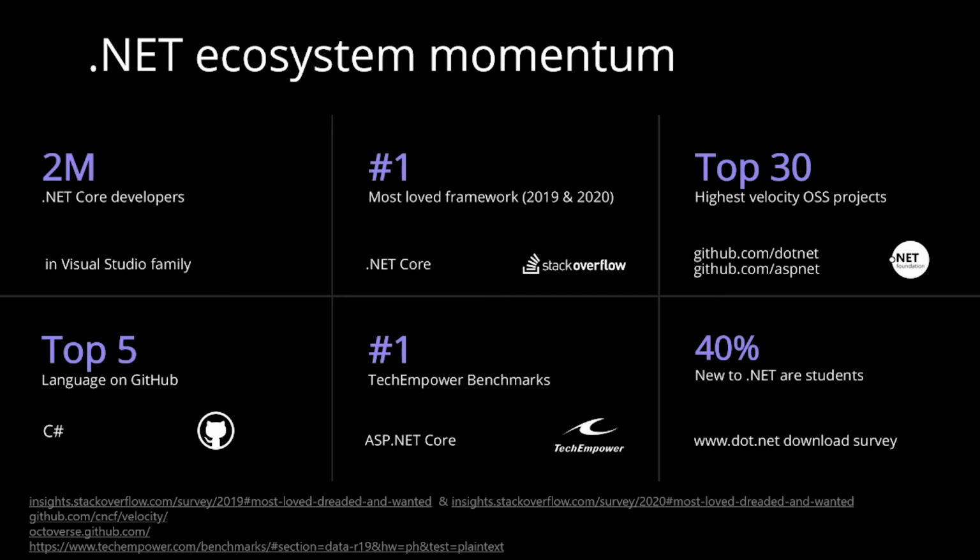Both .NET and ASP.NET projects rank in the top 30, and .NET ranks in the top 10, in fact, which shows how famous .NET is amongst developers. Speaking of GitHub, C# is in the top 5 languages, an indicator of how the open source ecosystem is embracing C# and .NET as a language for building things.